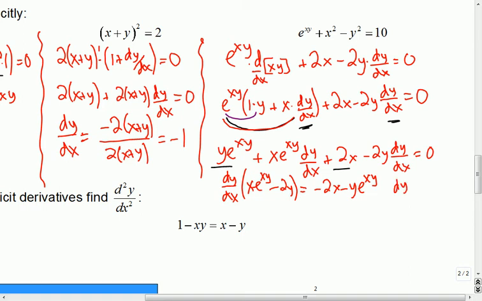The derivative of y with respect to x is equal to negative 2x minus y e to the xy all over x e to the xy minus 2y. Okay, so that was a real messy one. That would probably be like level 5 out of 5 for us. But if you get the hang of the process, it won't get any worse than that. It'll never be that bad.